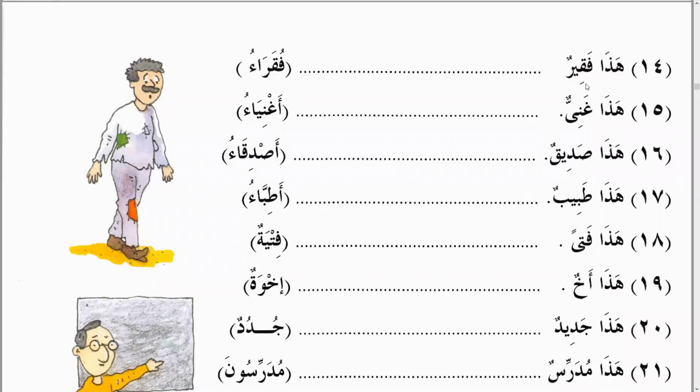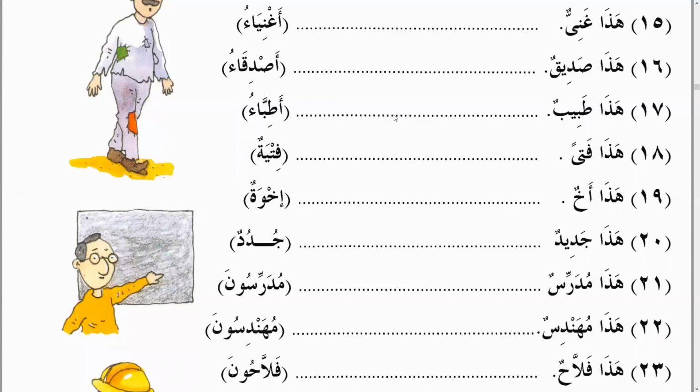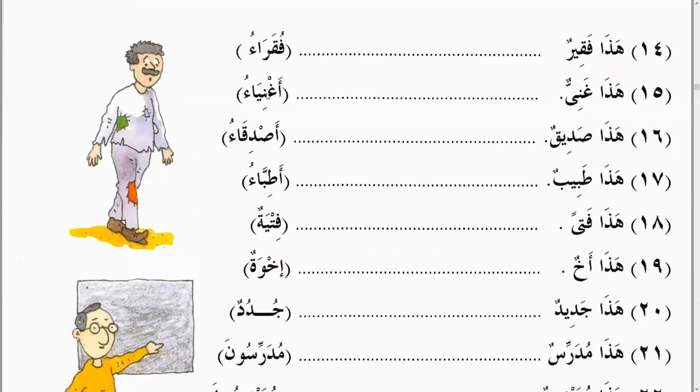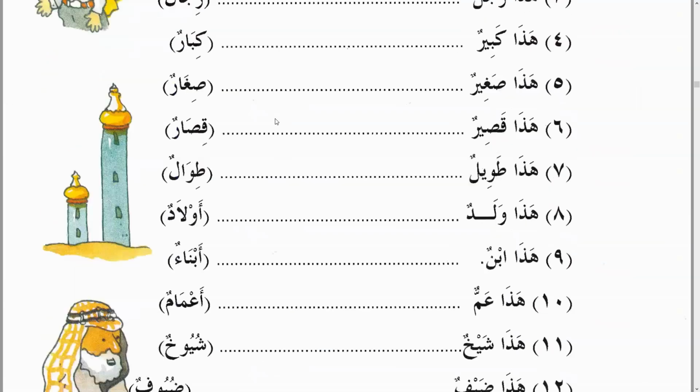Haulai fuqara'u, poor people. هذا غني. أغنياء. This is a rich man. هؤلاء أغنياء. Next, هذا صديق. هؤلاء أصدقاء. These are friends. هذا طبيب. This is a doctor. هؤلاء أطباء. Doctors. So these are patterns of af'ila'u pattern. Aghniya'u, same pattern. Asdiqa'u, atibba'u.